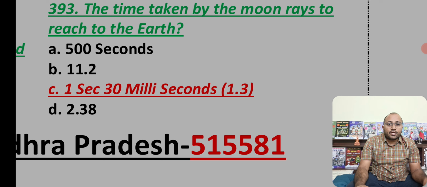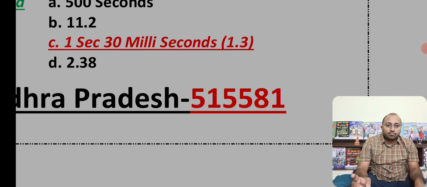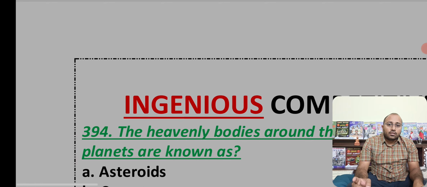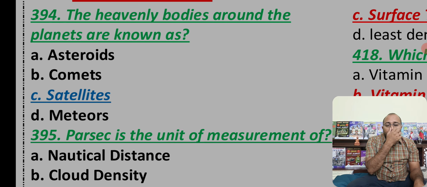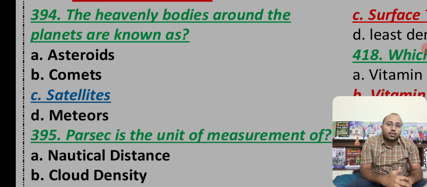The time taken by moon rays to reach the earth, from the moon to the earth, the timing will be like 1.3 seconds. When it comes to the sun rays to the earth, it takes 500 seconds because it's very far away, but the moon is very near. Even the moon is not a natural star, that is the light which fell on the moon, then only that light directly comes to the earth.